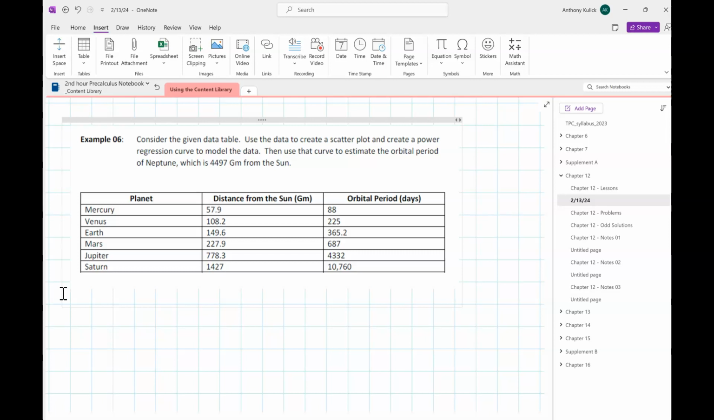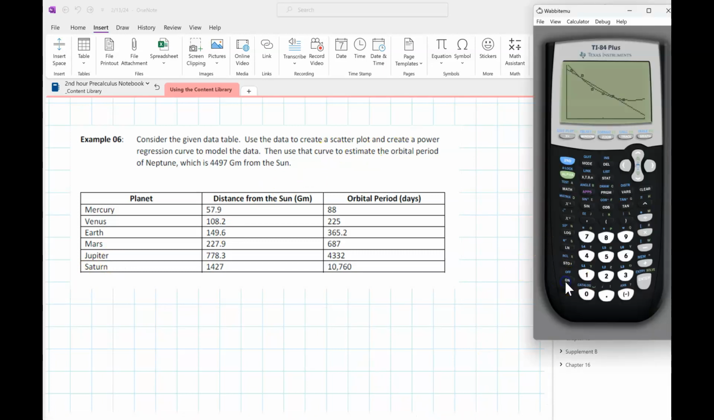So here's another example. Use the data to create a scatter plot. Okay, let's do that part first. Stop. Go. Take your calculator out. Do it. Scatter plot me. Practice trying to do it. If you don't remember how to do something, ask your neighbor. If your neighbor doesn't remember, ask me.